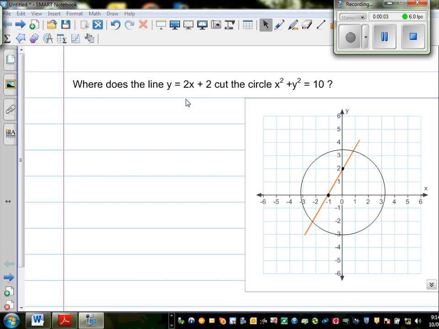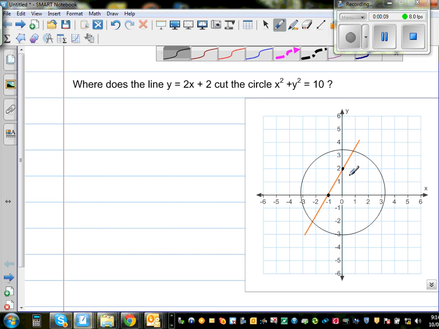Where does the line y is equal to 2x plus 2 cut the circle x squared plus y squared is equal to 10? Now, I've drawn a rough sketch of the line. So I know the line has a gradient of 2 and a y-intercept of 2.